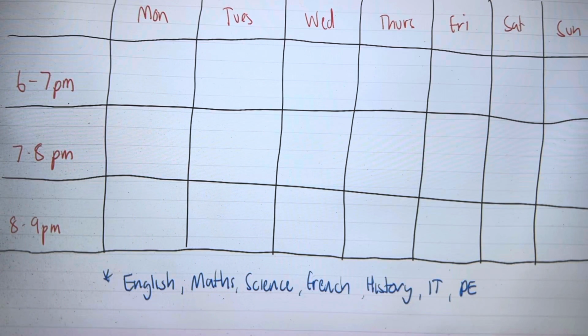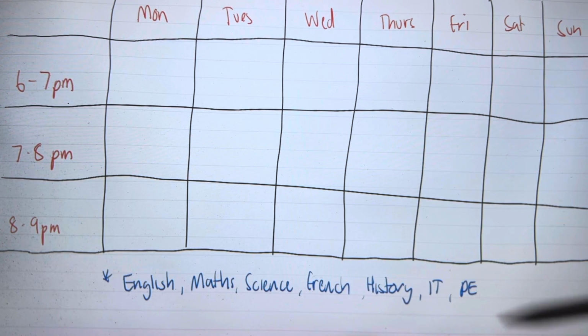So if we were making a revision timetable, at the bottom here, I've got an example of a student who's doing English, Maths, Science, French, History, IT, and PE. Now, of course, you can substitute depending upon what you're doing. So for example, if you're doing geography and not history, then change that to geography. If you're doing Spanish rather than French, you can change it. But this is a generic student that we can use as an example.